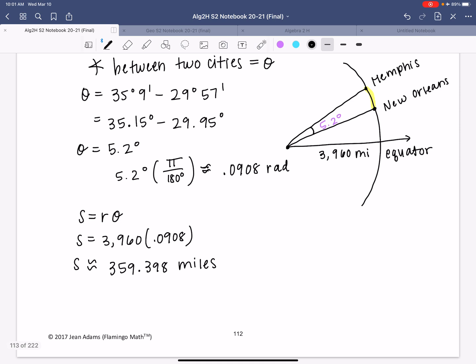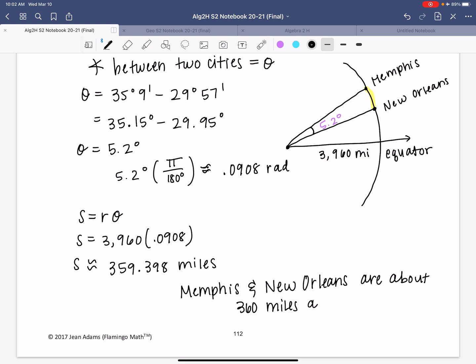So, in all, Memphis and New Orleans are about 360, we're just rounding, miles apart. So they're about 360 miles apart.